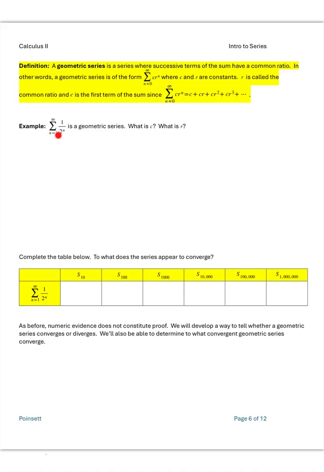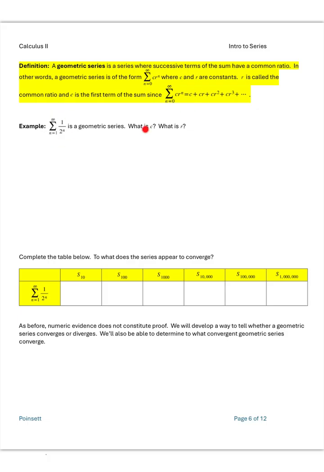First, notice that the lower bound on the series here is 1, where it is 0 up here. And also notice that we do not simply have one number r raised to the nth power. We only have the denominator of 2 raised to the nth power. We're going to have to adjust this to make it look like this.